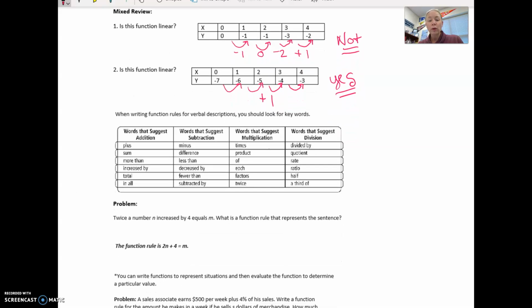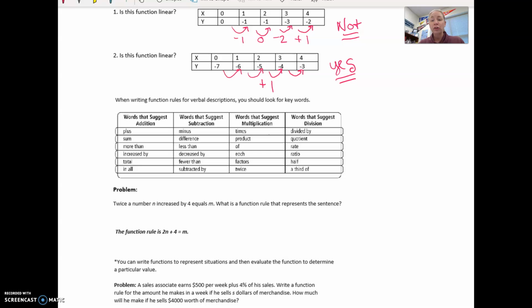Now, there are just a few references that I want you to be aware of here from your notes. So if you want to use a highlighter, grab a highlighter real quick. In this first part here, these are key words to look for when you are writing a function rule from a verbal description. So words that would suggest addition, words that would imply subtraction, multiplication, and division. A lot of these you've heard of before. Some are used more than others. So just be aware this is a nice reference for you as you are translating from verbal expressions.